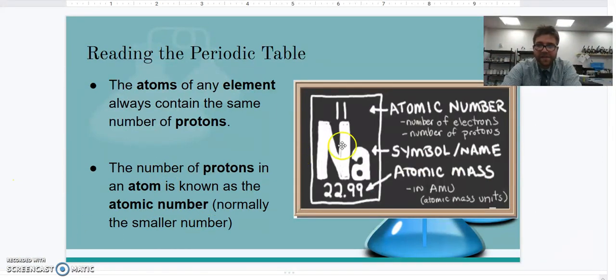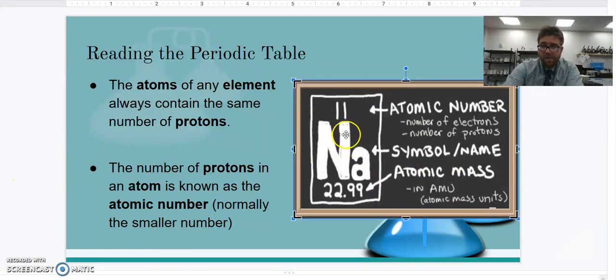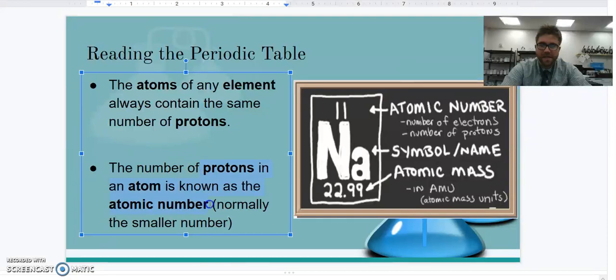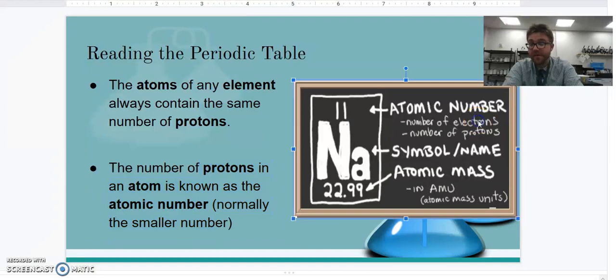The Na here is the symbol. Above the sodium symbol, we have an 11. That 11 is the atomic number. The atomic number is equal to the number of protons. Now, since we always have the same amount of protons and electrons, the atomic number also tells us how many electrons we have.